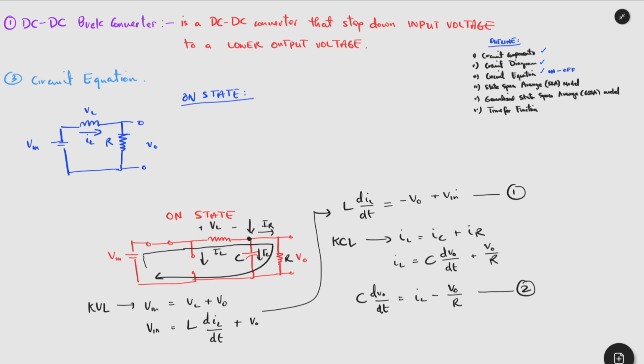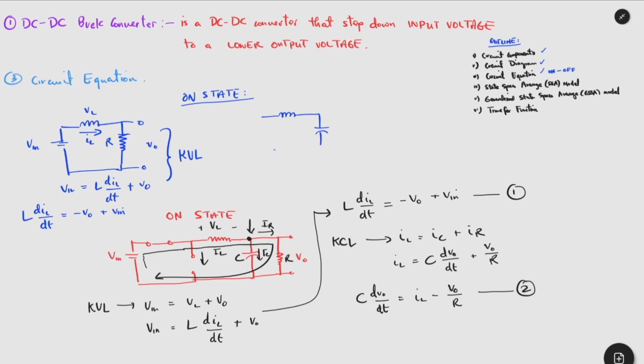And since it is a closed loop circuit, we now have V in equals L dIL on dt plus the V0, which gives us the final equation where we have L dIL on dt equals minus V0 plus the V in. And this we use the KVL, and for the KCL we can redraw the circuit.